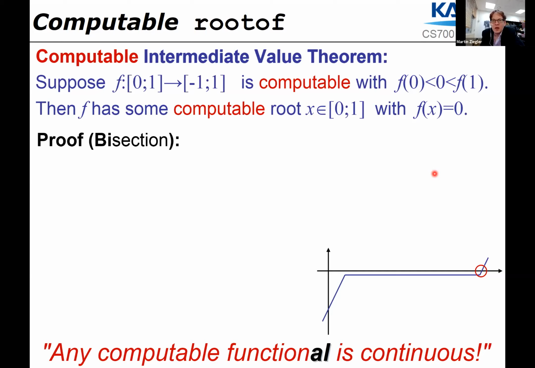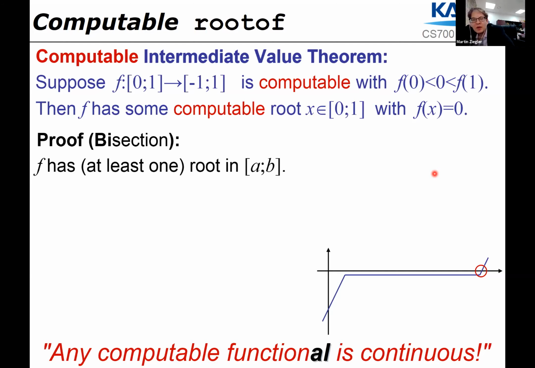We don't talk about how the function f is input. The function f is fixed. There exists an algorithm that computes it, and we construct an algorithm that computes a root for this fixed function, no input of a function. Okay, so we know from the classical non-constructive intermediate value theorem that this function f has at least one root in the interval from a to b, where a and b will be endpoints, enclosures of the real root.